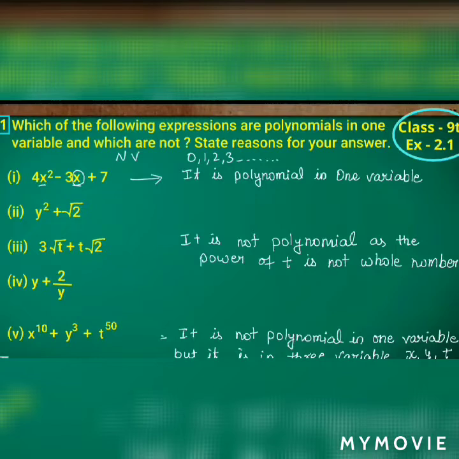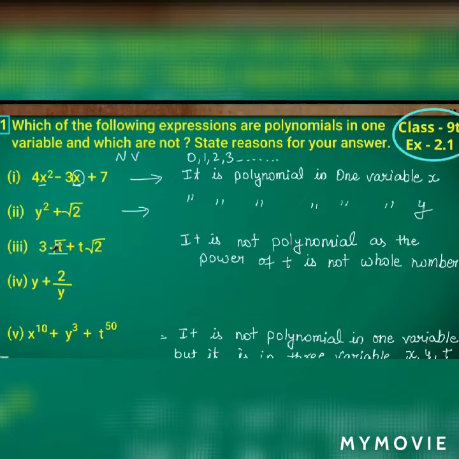So which will be a polynomial in one variable? What is the variable here? X, isn't it? So it must be with a single variable. Now come to the next one, y square plus root 2. The term in terms of y is missing, but you don't bother about that. It has a single variable, again y is the variable. So it is a polynomial in one variable y, isn't it? So y square plus 0 into y plus root 2, we can write it as.